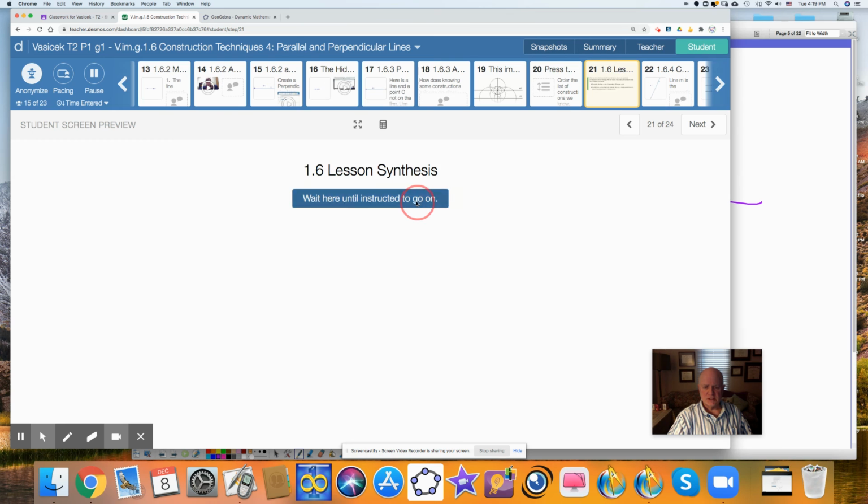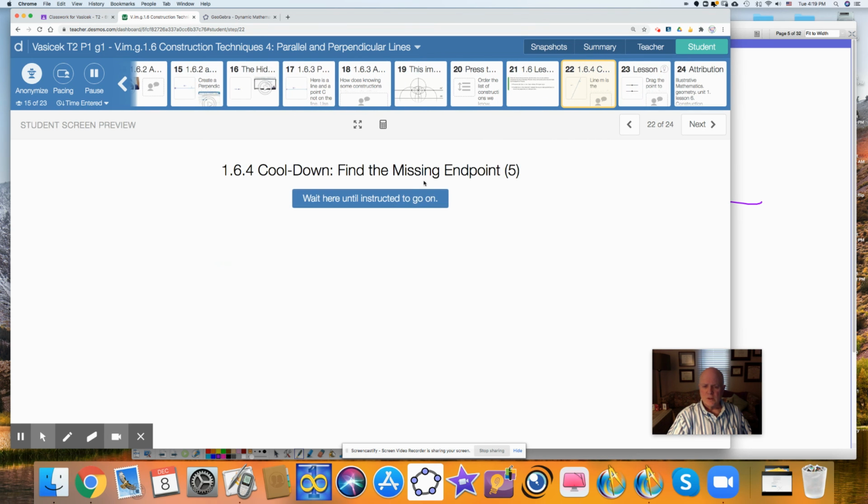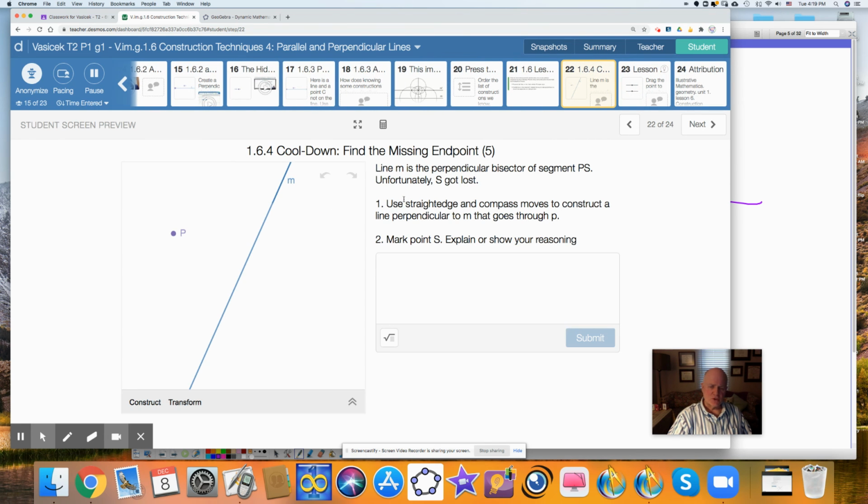Here's the lesson synthesis. Remember, we did a perpendicular line, the point on the line, a line that's perpendicular to the line not on the line, and then a perpendicular line to this line, which is on the line, similar to that. This last piece, I'm going to do this for you to show you what it's looking for, because I've seen some people try to do it and they were unable to do it.